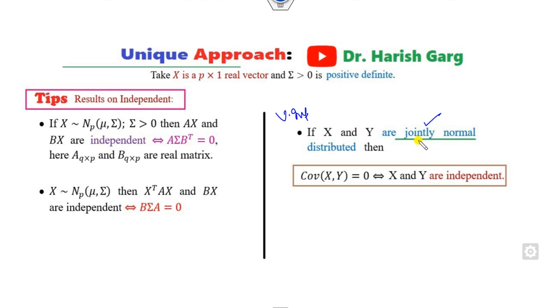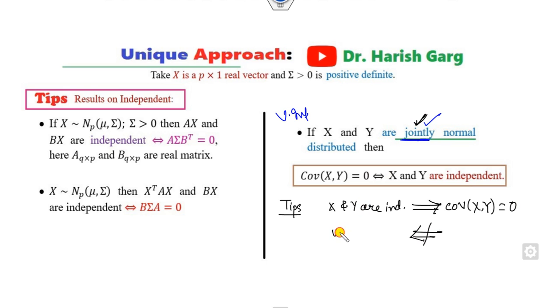If X and Y are jointly normal distributed, the word jointly is important, then the covariance is 0 if and only if X and Y are independent. Always remember, we all know if X and Y are independent, then this implies covariance is 0, while the converse is not true. But the converse is true when you have the jointly normal distribution, while in the case of the univariate distribution, this result does not hold.